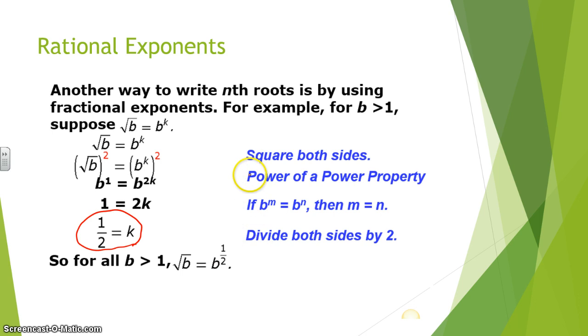And notice here how I show the steps. The steps are written down where you square both sides, take the power of a power property. You get m and n equal to one another, and then you divide both sides by 2.